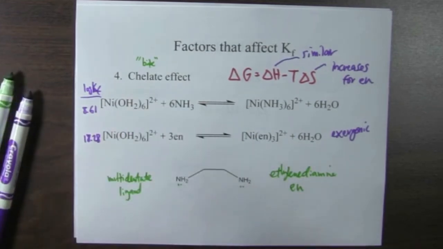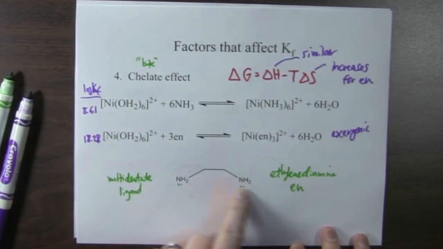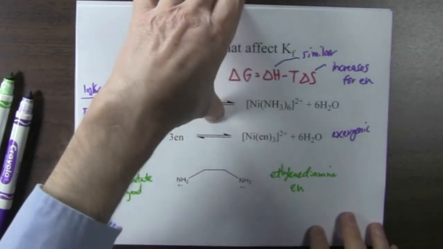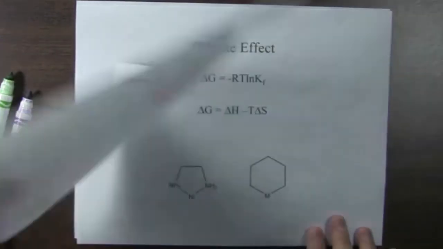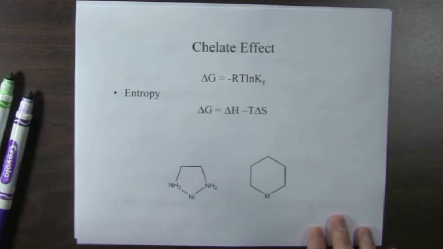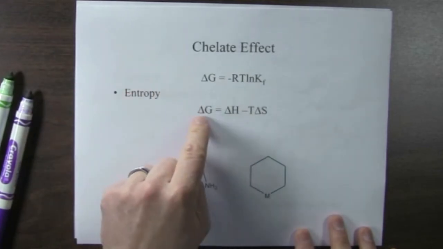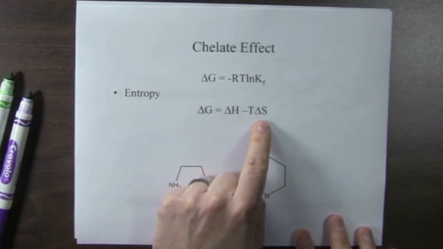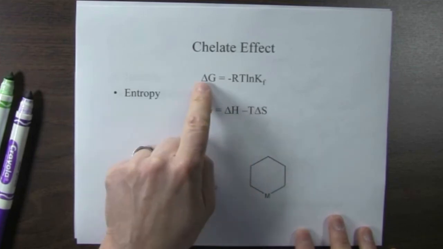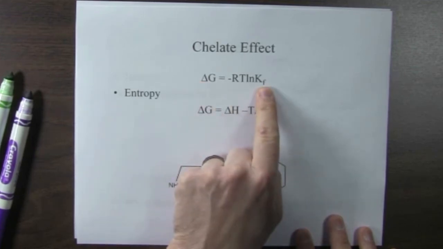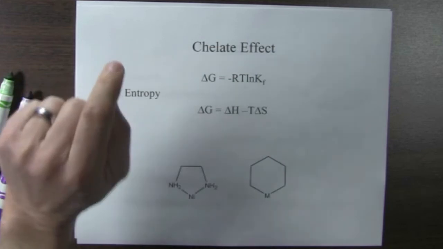And this is called the chelate effect. And this happens whenever you have a multidentate ligand that can bind to the metal. Ideally, okay, we just went over the entropy. Delta G is more negative when delta S is more positive, and therefore if this is more negative, the log of our equilibrium constant is more positive.